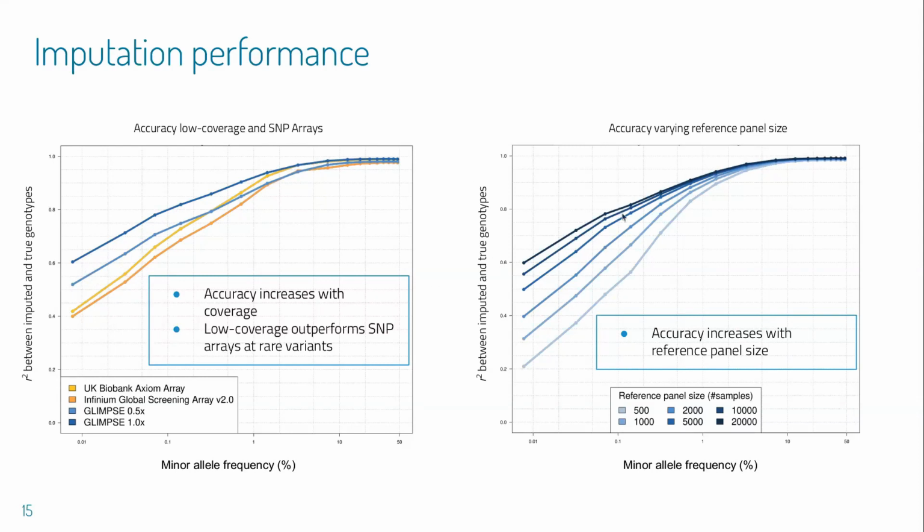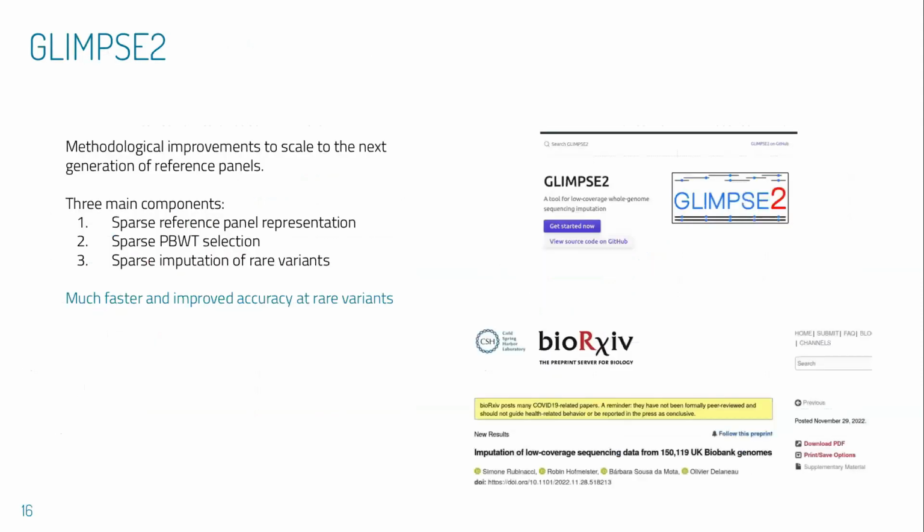Additionally, on the other side, I show that by increasing the reference panel size, we keep increasing imputation accuracy, even in the case of low coverage whole genome sequencing. Therefore, we are extremely motivated to use the newly phased UK Biobank haplotype reference panel to see how low coverage imputation will perform with data of that size. However, this is not so simple.